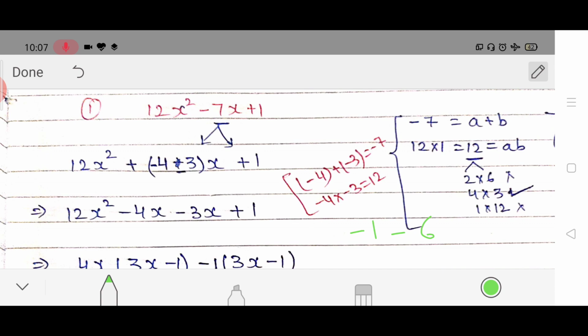Okay, if you add -1 and -6 you will get -7, but if you multiply -1 and -6 you will get 6, but we need 12, so this possibility is wrong.